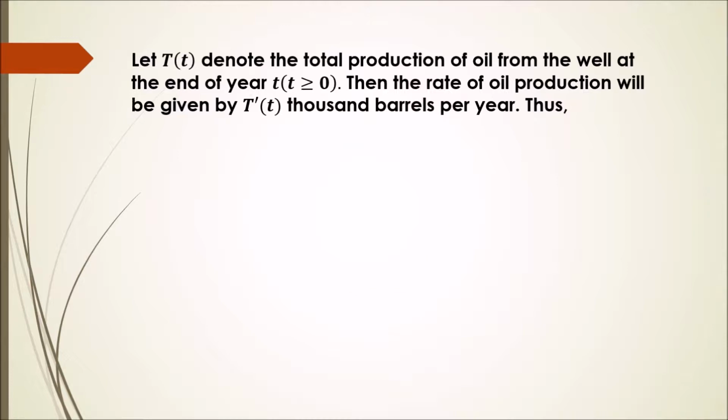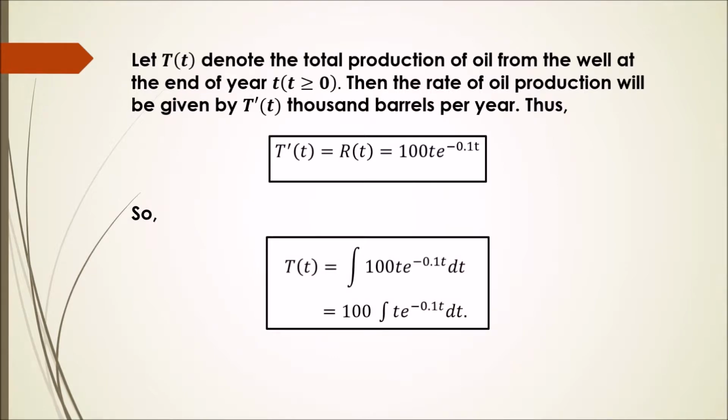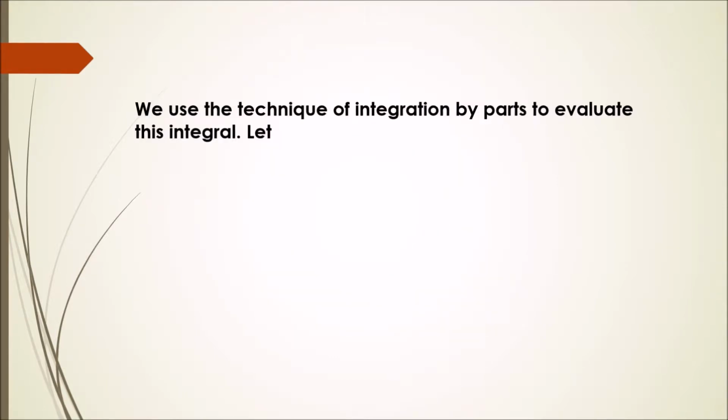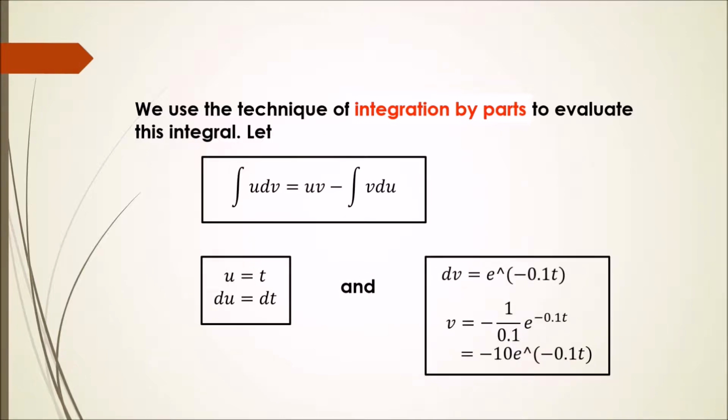Then, the rate of oil production will be given by the term T'(t). Thus, the equation will be as follows. After the equation has been simplified, the equation will be exactly like this. For the next step, we use the technique of integration by parts to evaluate its integral. So we will separate between u and dv. It will equal these terms.